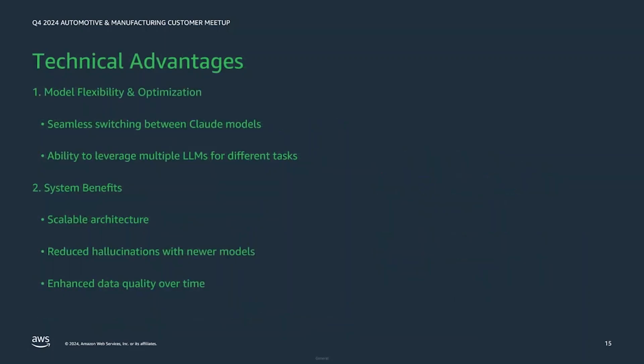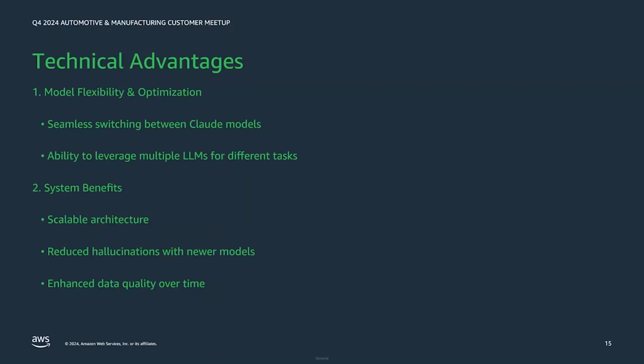So what are the technical advantages of our architecture? Model flexibility and optimization. We can switch between cloud models very easily, and we have done that many times in the past. We have used Haiku, we have used Claude Instant, we have used Sonnet V1. We currently are on 3.5 Sonnet V2. We can easily switch the models when a new model comes in: we evaluate the accuracy and make that switch very easily.